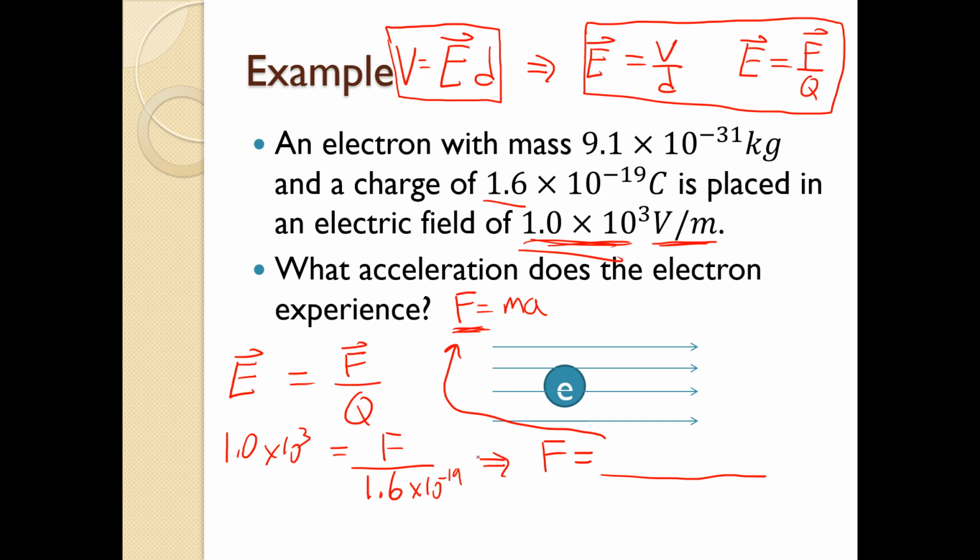Getting ahead of myself. So this becomes 1.6 times 10 to the negative 19 times that. There we go. That's better. Yeah, getting a little bit ahead of myself. I put the mass in place of the charge. My mistake. All right. Well, now that we've got the right force, now I can throw it in that equation.